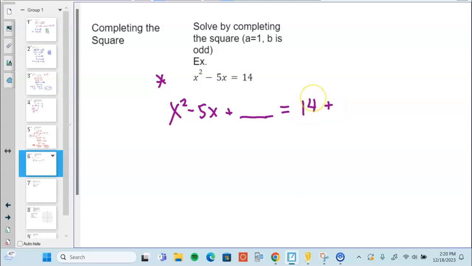And once we add to the left, we have to add the same thing to the right. Let's figure out what we need to add. So we're going to take the b value, which is -5. Notice the a is 1.